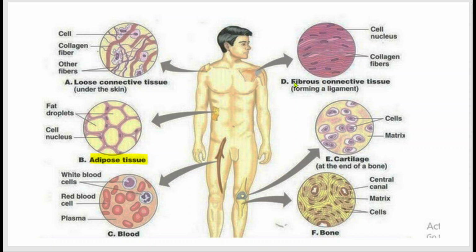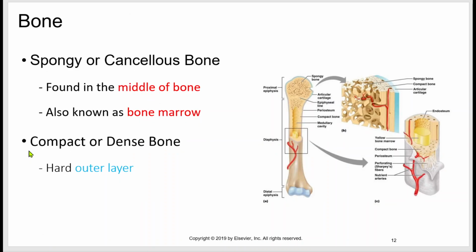What else? Fibers, cartilage, as we said, bone, blood. Okay. So bone, which is part of the connective tissue, can be spongy or cancellous.